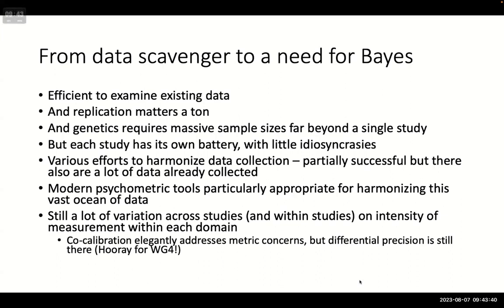And modern psychometric tools that we focused on in previous episodes of what used to be Friday Harbor and SciMCA are particularly appropriate for harmonizing these really vast oceans of data. But there's still a lot of variation across studies and within studies on the intensity of measurement within each domain. And co-calibration really elegantly addresses the metric concerns about what level is this person's memory functioning, for example. But the problem of differential precision is still quite a bit there. And work group 4 really will be addressing that this year. So I'm very excited about that part.